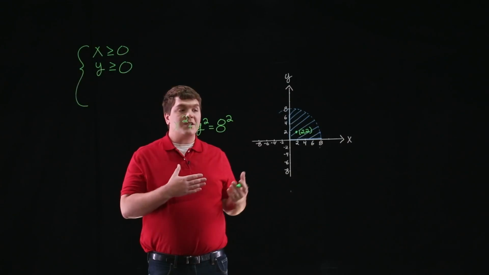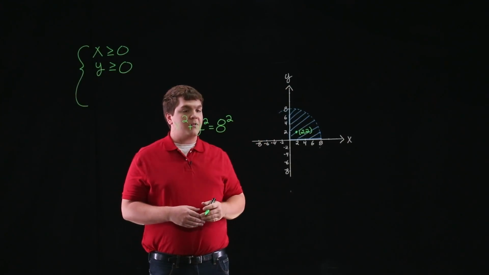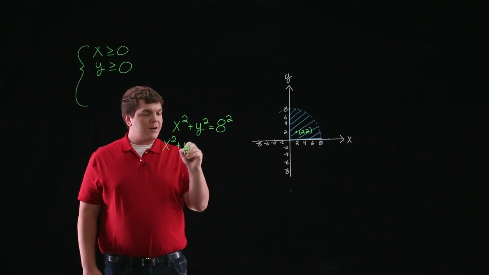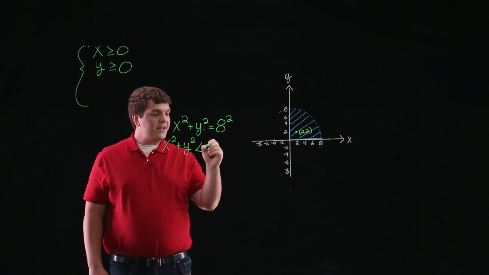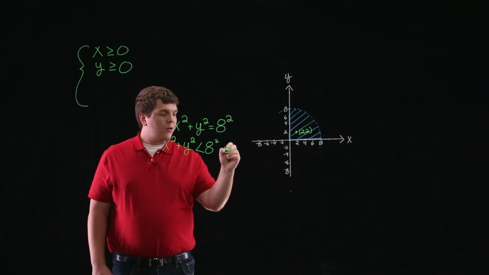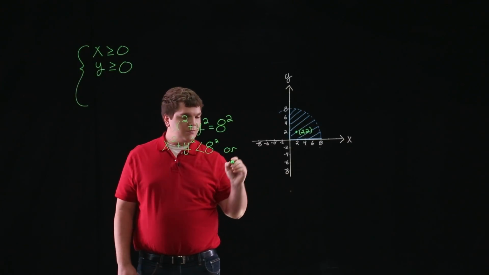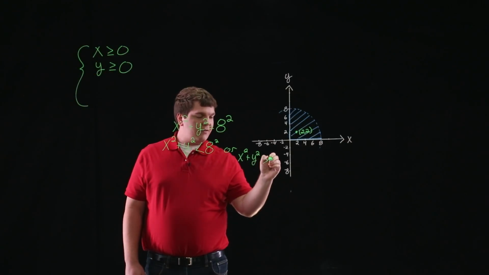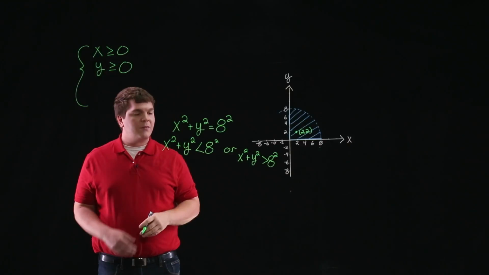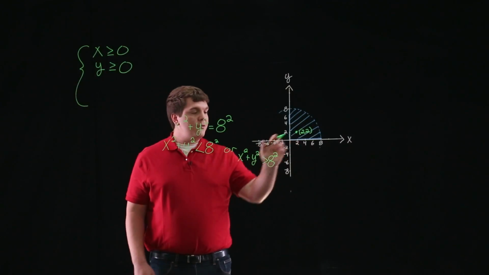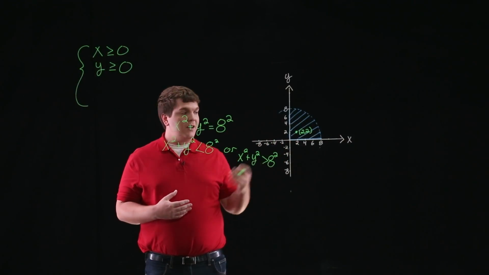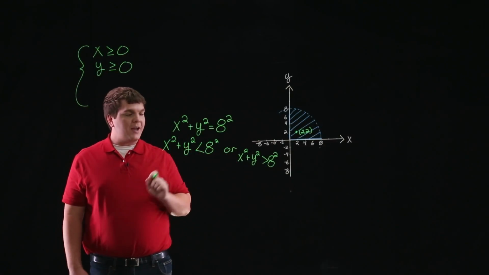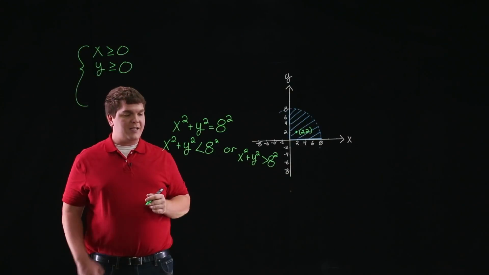Next, we want to determine which inequality we should use for our circle. We can either have x squared plus y squared is less than 8 squared, or we can have x squared plus y squared is greater than 8 squared. Well, since we know that our point (2, 2) has to satisfy this inequality, let's substitute this point into one of our inequalities. Let's start with x squared plus y squared is less than 8 squared.